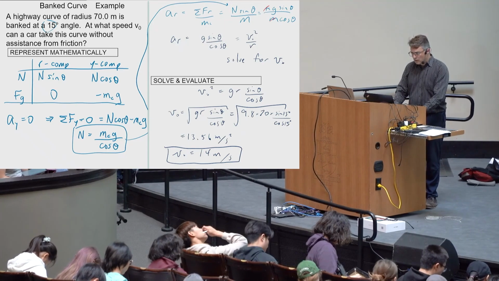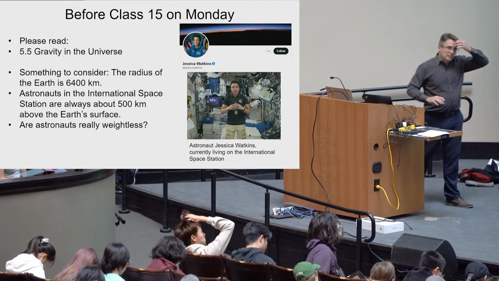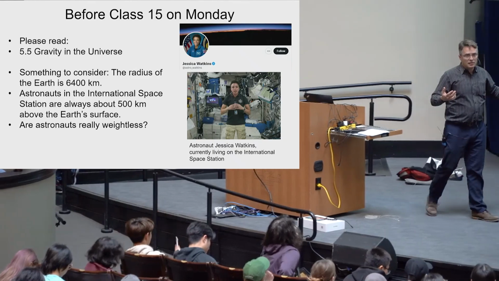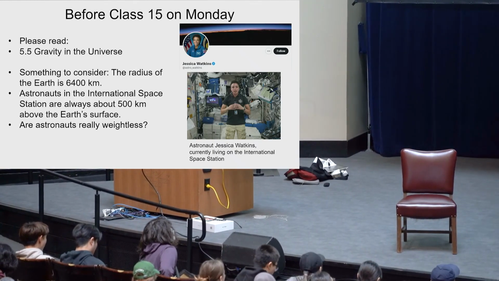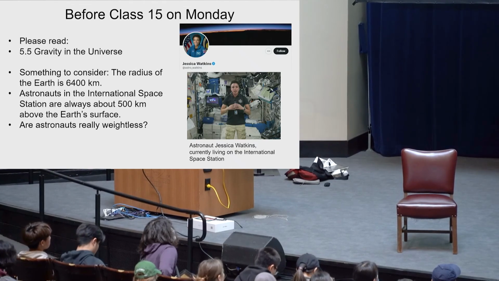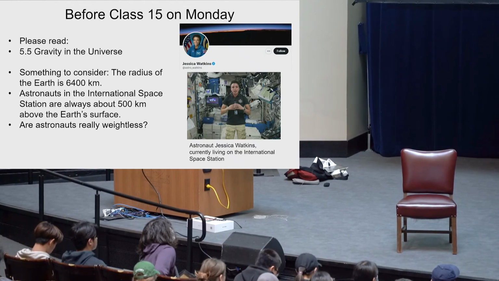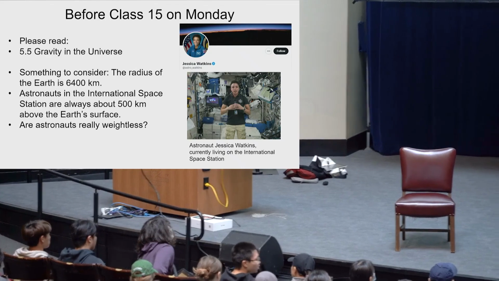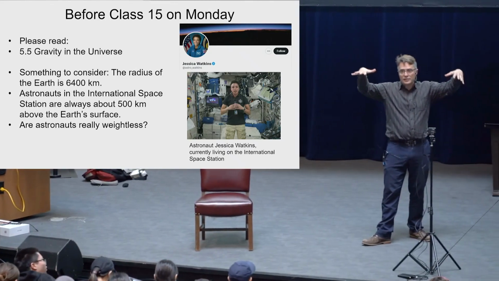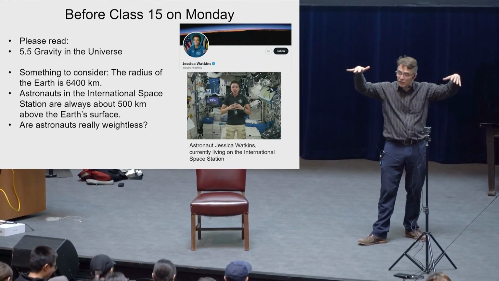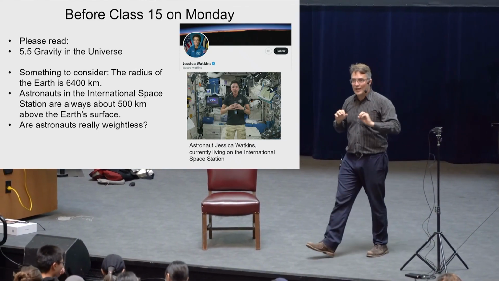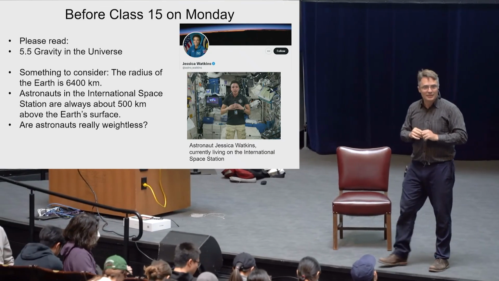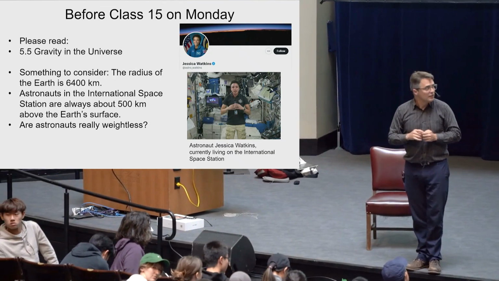So I do want to talk about gravity that's out in space. This is one of the astronauts, Jessica Watkins, who's up there right now. You can go on her Twitter feed if you want. But something to consider is that the radius of the Earth is 6,400 kilometers. And right now, the International Space Station is 500 kilometers up. So are astronauts really weightless? And we'll talk about that when we come back. Certainly she's floating around.